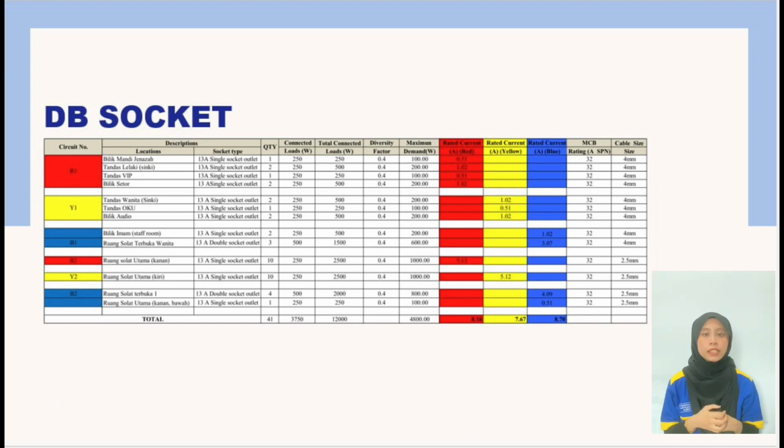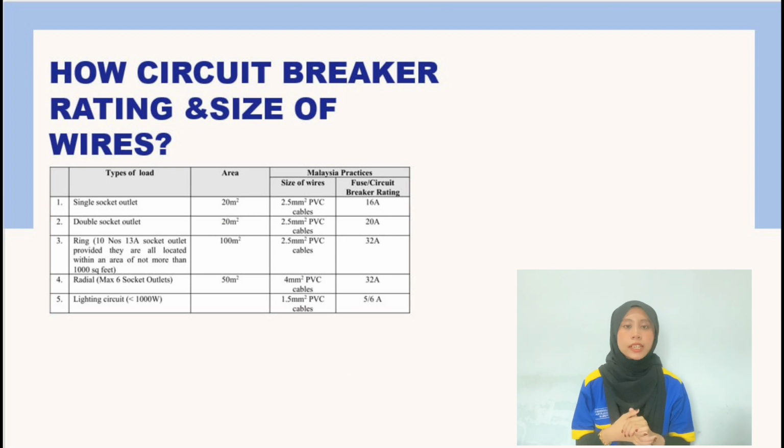For the DB socket, it's the same calculation as the DB lighting. In this socket, we use a radial and ring connection. A ring connection must not exceed 10 sockets, and a radial cannot exceed 6 sockets. The type of the socket can be referred from this table. I use the 13 ampere single and double socket.